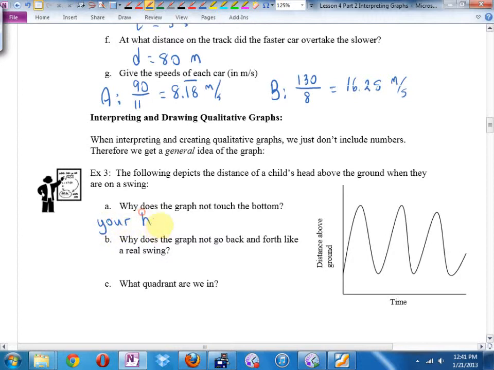When you're on a swing, your head doesn't hit the ground.